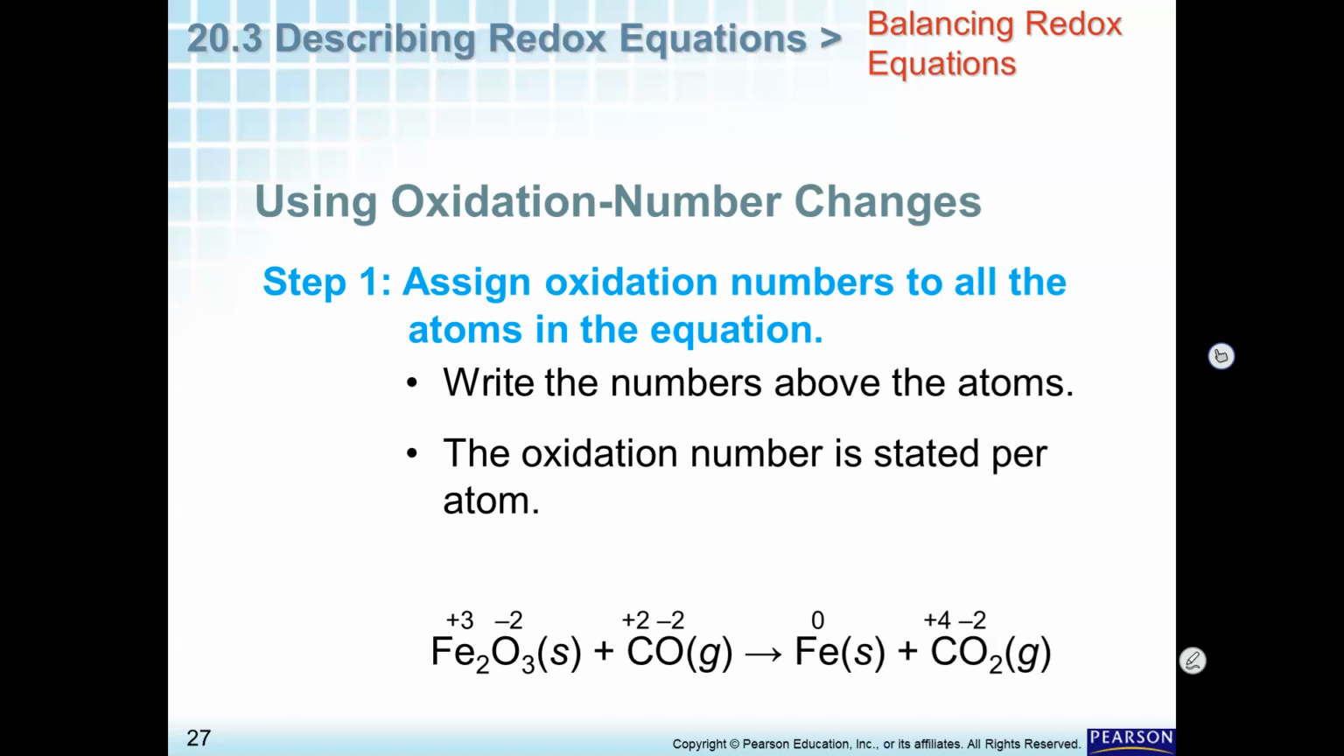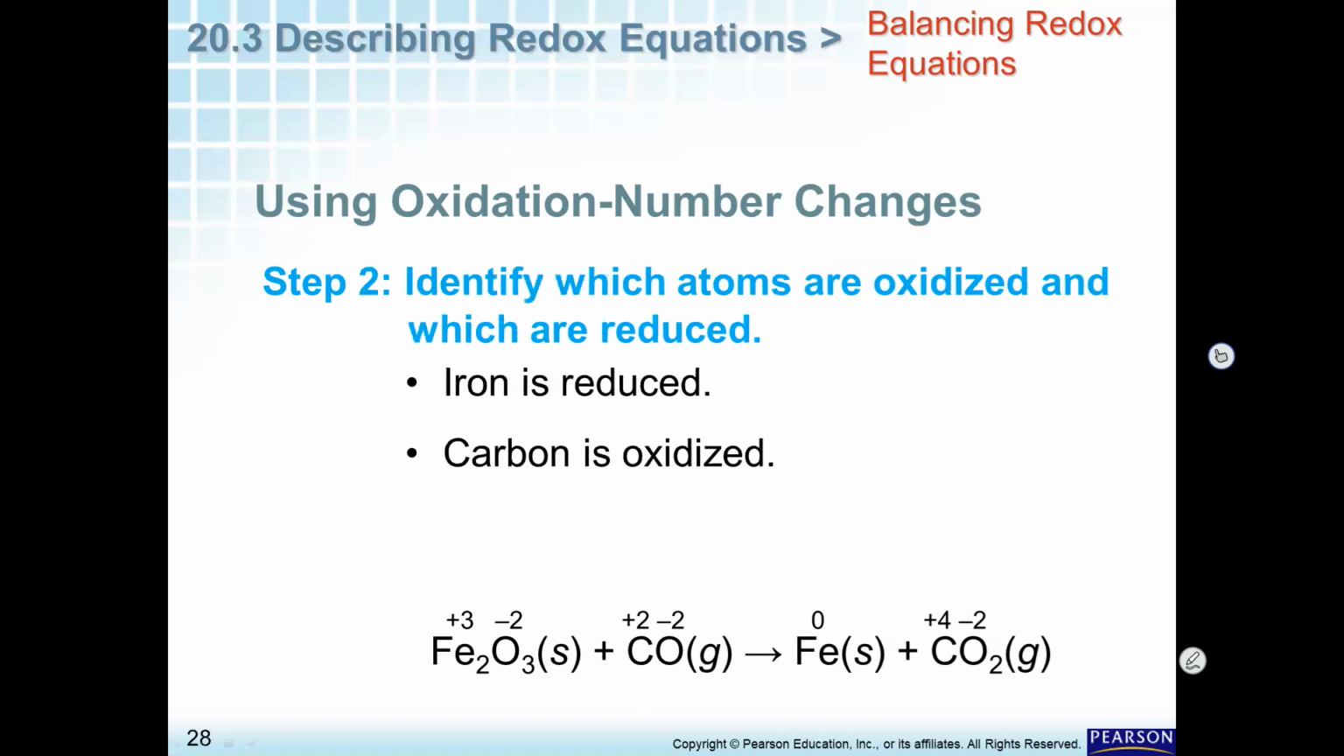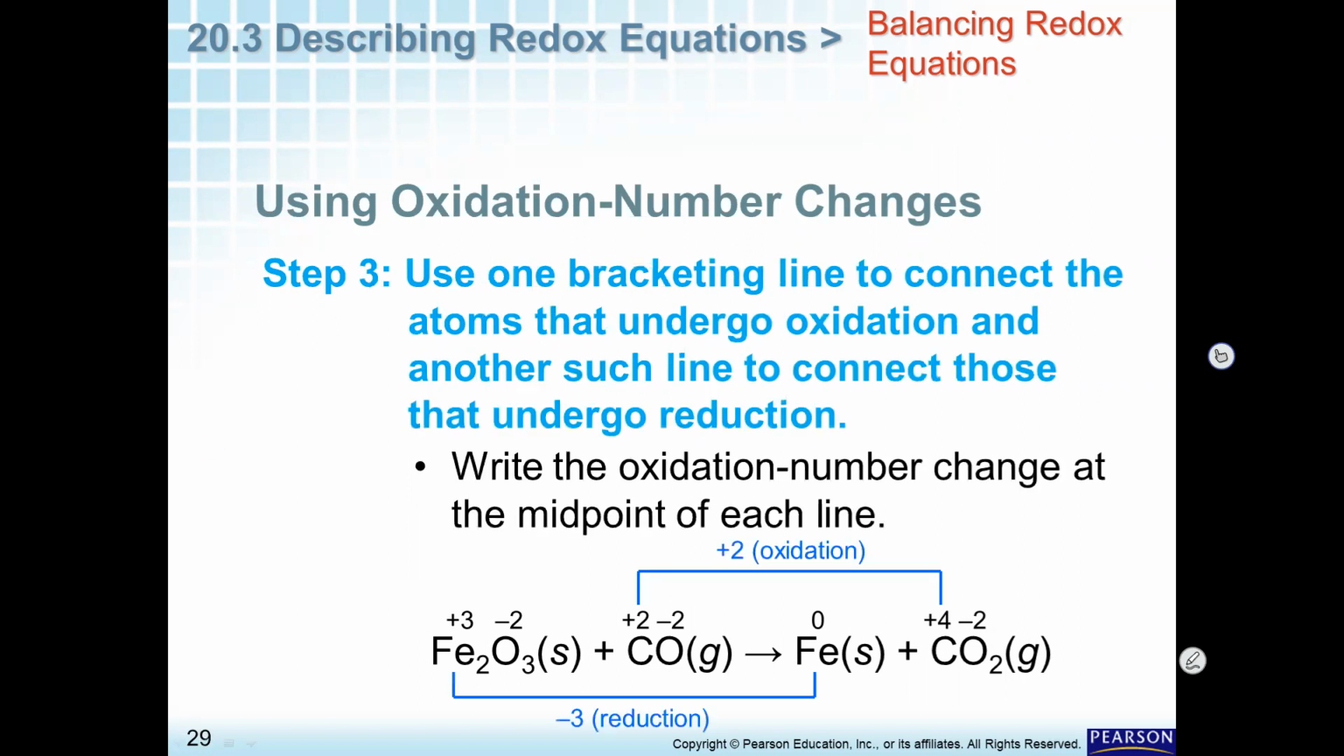طيب إذا الايرون was 3 plus وصار 0. إذا step number 2 will be after doing that is to identify which one is oxidized which one is reduced. في الحالة هذه الايرون has been decreased, so that is reduction. والcarbon has been oxidized. إذن iron is reduced, carbon is oxidized. This is step number 2. What is step number 3?